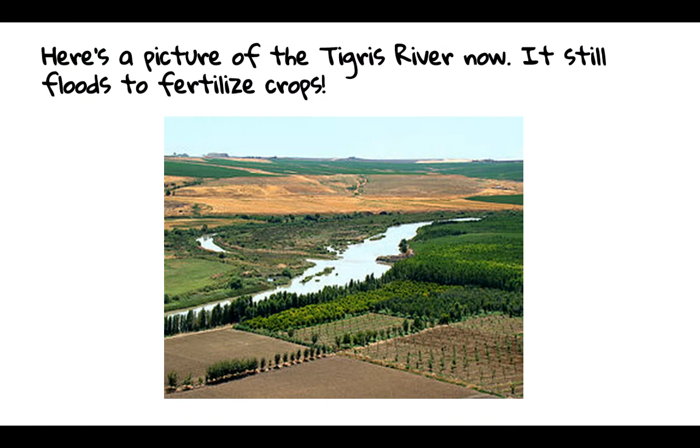Once the water receded back into the river, it left silt, which was this incredibly rich, fertile soil that was perfect for farming. Here's a picture of the Tigris River from today. See how it still floods to fertilize crops, and people still today plant crops next to this river.